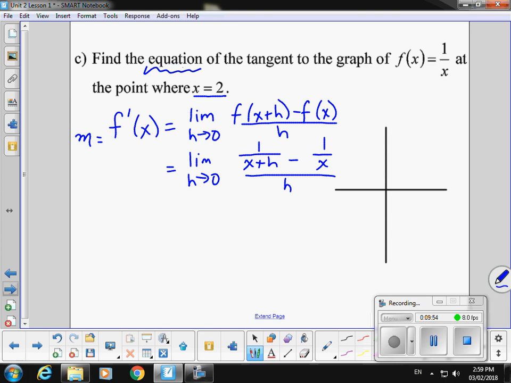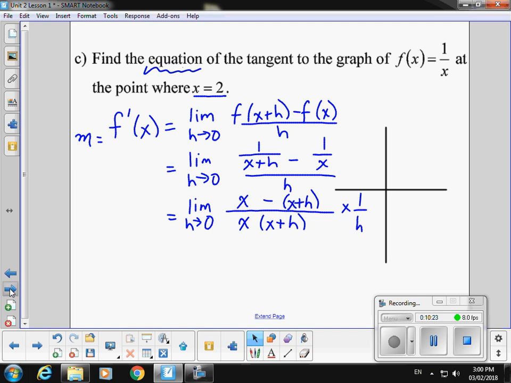If I put a 0 in right now, I get 0 over 0, so I need to use my algebra skills this time. I need a common denominator, and I'm going to deal with that over h just a little later. My common denominator would be x times x plus h. My numerator gets adjusted by a factor of x. My second numerator gets adjusted by a factor of x plus h. I can tidy that up now. My x's cancel.